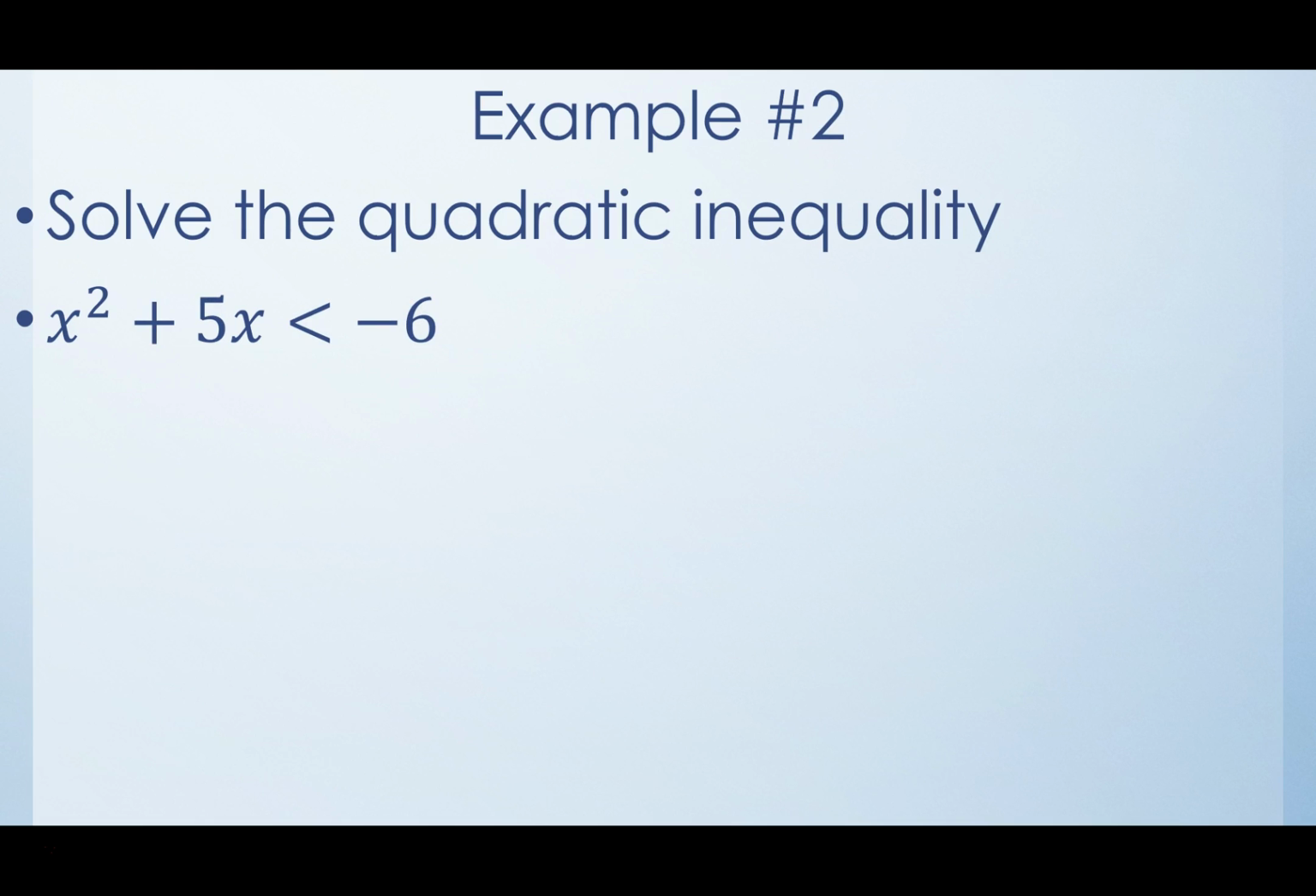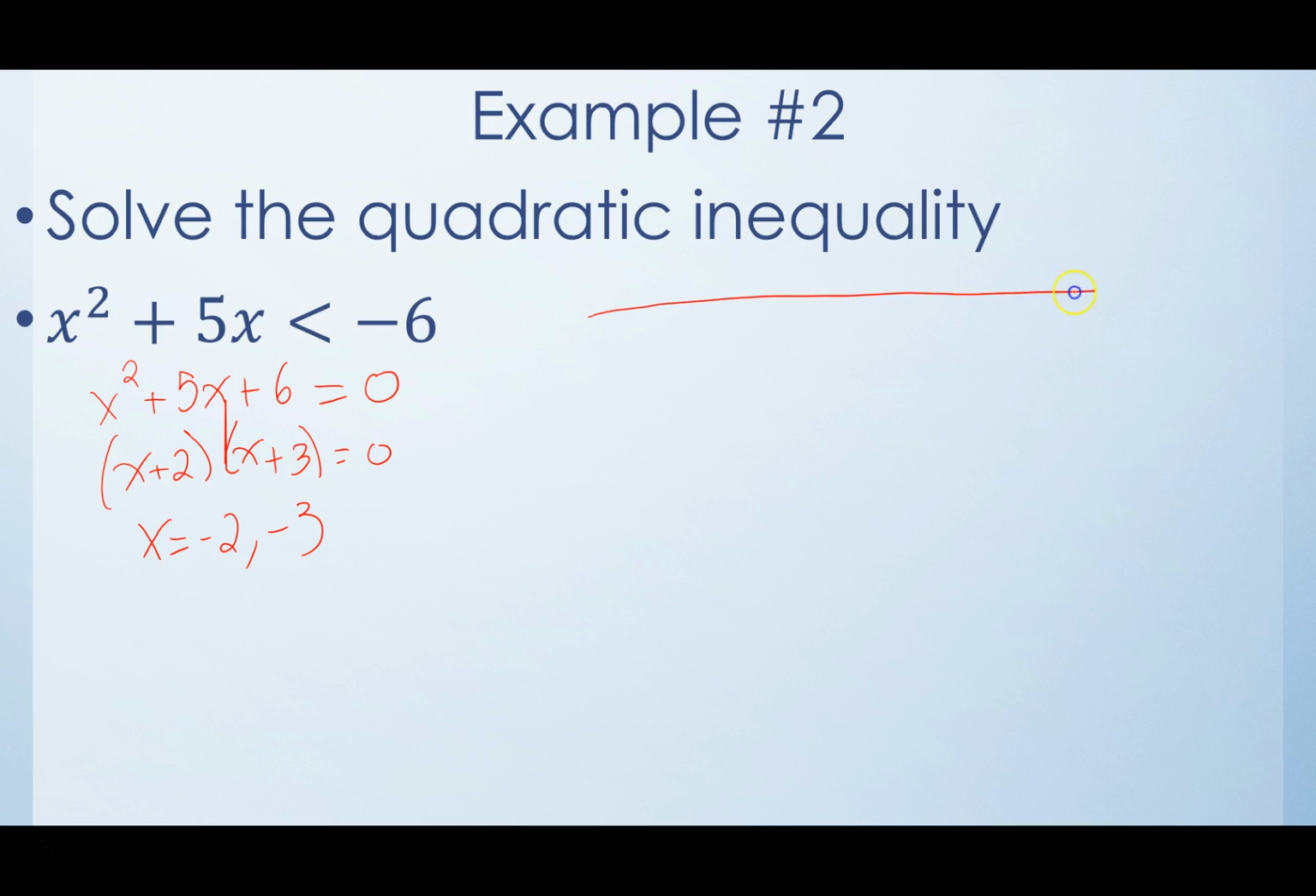So for this one, same idea. We have x squared plus 5x less than negative 6. So we move the negative 6 over and solve the equation. So we'll get x plus 2 and x plus 3, which gives us negative 2 and negative 3 for the solutions.